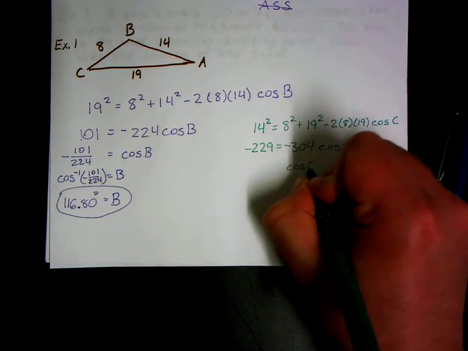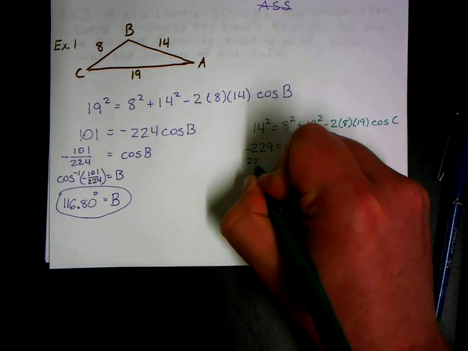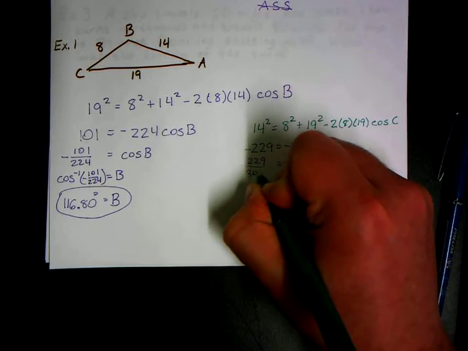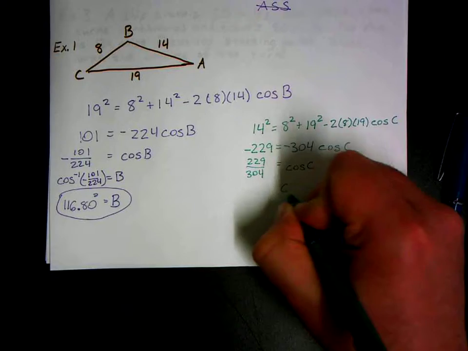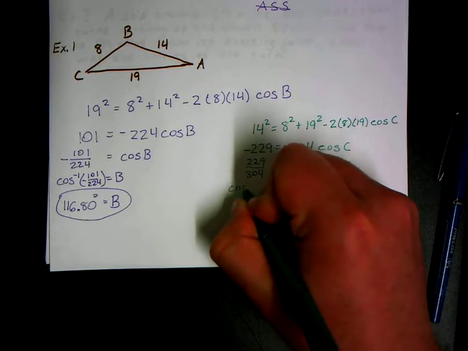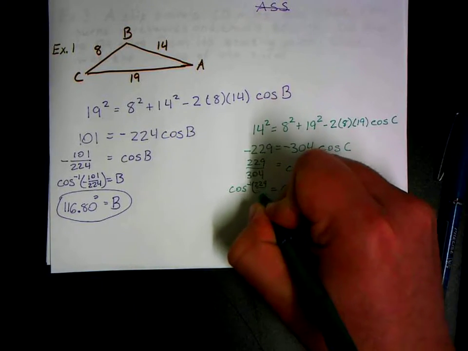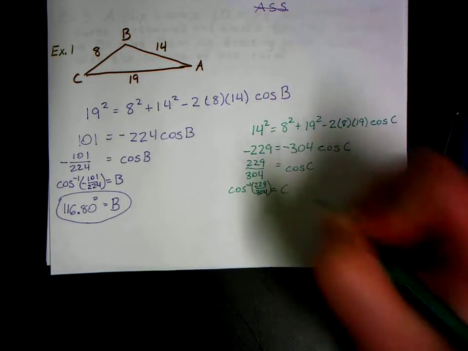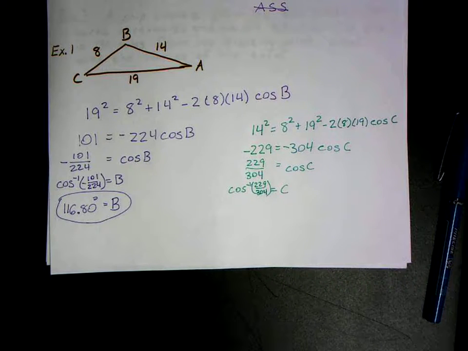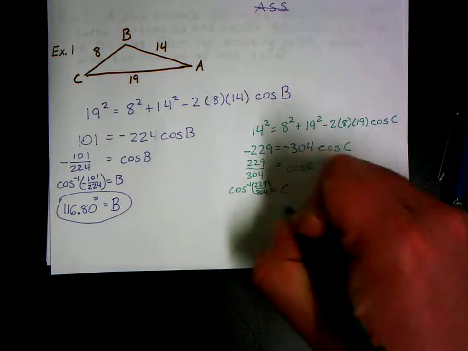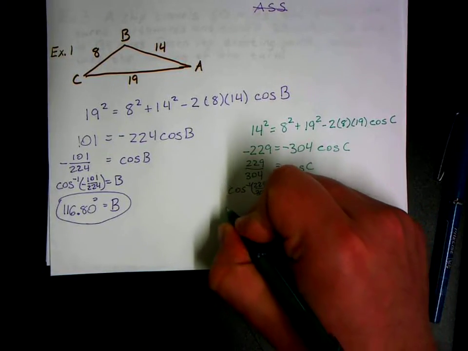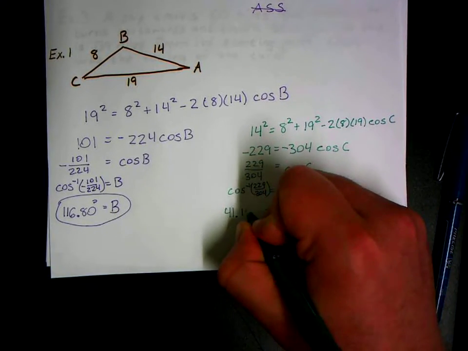So cosine of C equals 229 over 304. So C is going to equal the arc cosine of that, 229 over 304. Sorry, I squished things there a little bit. So the arc cosine of 229 divided by 304. So angle C is going to be 41.12 degrees.